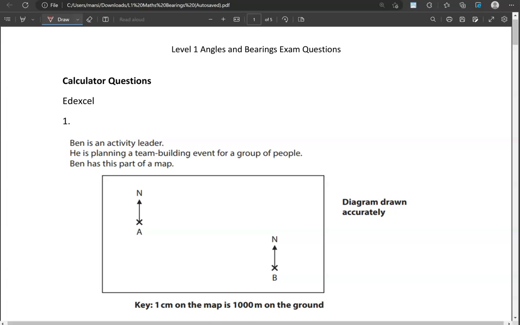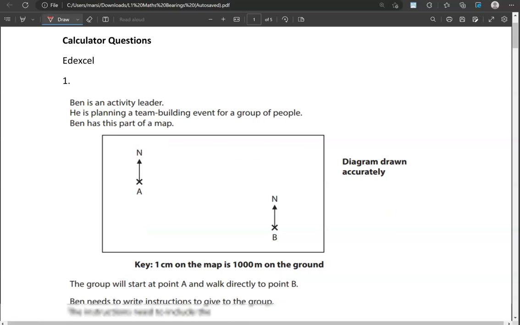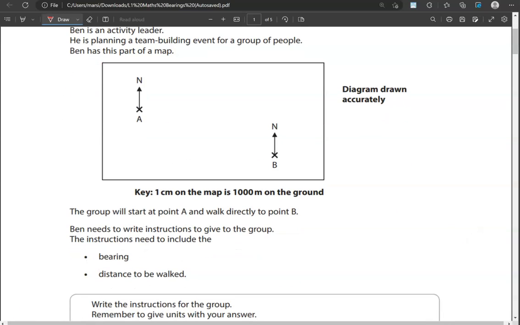Ben is an activity leader. He's planning a team building event for a group of people. Ben has this part of a map. The group will start at point A and walk directly to point B. Ben needs to write instructions to give to the group. The instructions need to include the bearing, distance to be walked. Write the instructions for the group. Remember to give units with your answer.